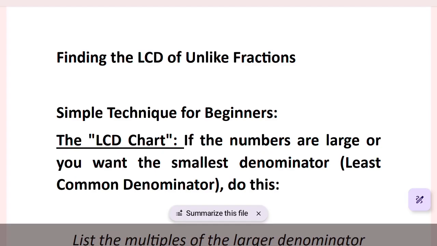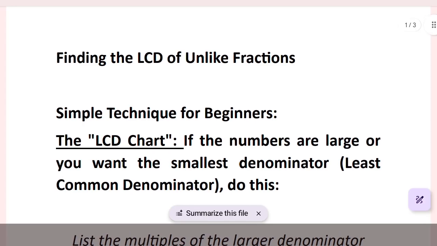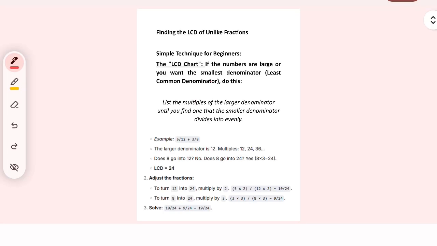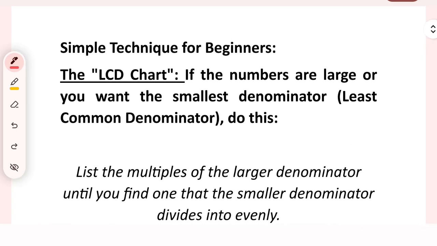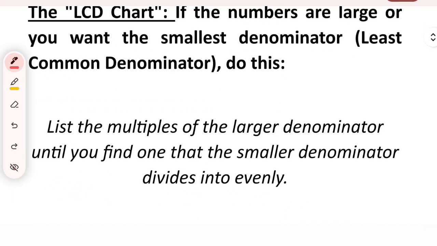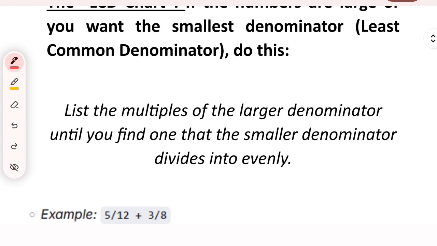This is what I call the LCD chart, or the least common denominator chart. So what does it mean? If the numbers are large, or if you want the smallest denominator, the least common denominator, you need to do this. In the LCD chart, you list the multiples of the larger denominator until you find that the smaller denominator divides into them evenly.